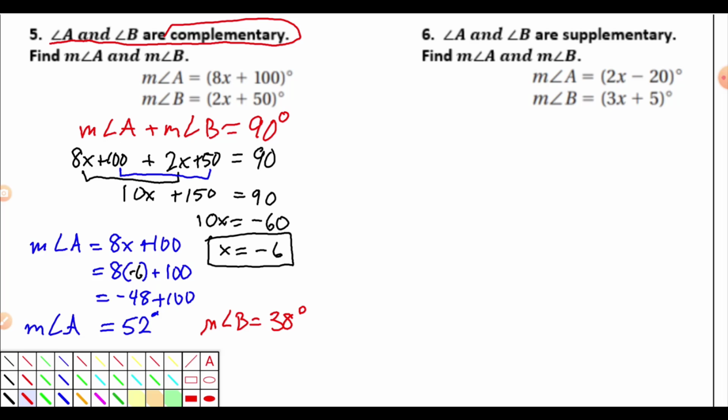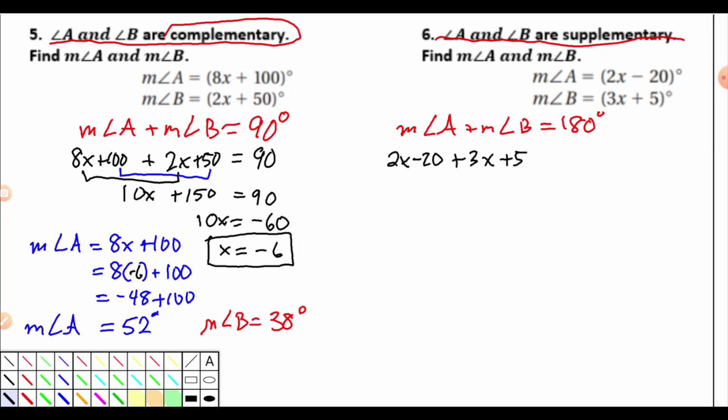The next problem is not any harder, it's just different. So these are supplementary, which means that this time the measure of angle A plus the measure of angle B will have a sum of 180. And then the same process. So it's the same algebra after that. So we're going to get 2x subtract 20 plus 3x plus 5. And then combine like terms.